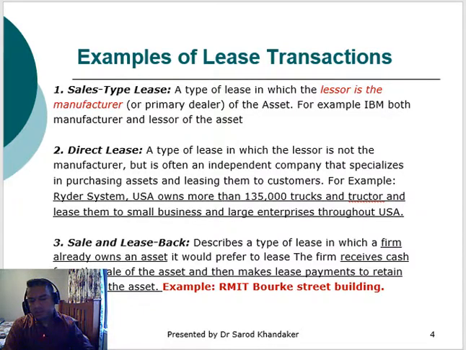Now in this slide, there are some examples of lease transactions. Number 1 is called a sale type lease. A sale type lease is a lease in which the lessor is the manufacturer or the primary dealer of an asset. For example, IBM is both manufacturer and lessor of the asset.